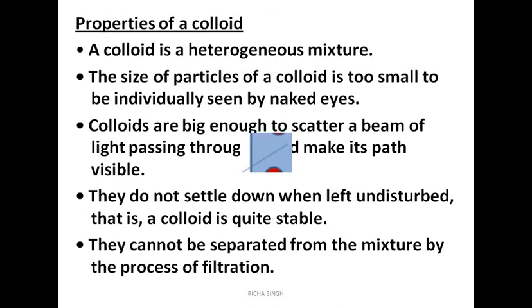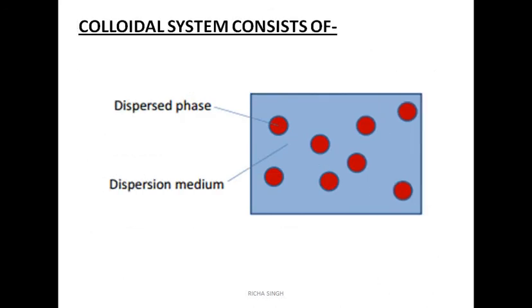Now, next thing what we will study is that colloidal system consists of two things: dispersed phase and dispersed medium. So, dispersed phase is the colloidal particle, the particles which are there in the medium. Those particles are known as dispersed phase, and dispersed medium is the medium in which these colloidal particles are suspended. Dispersed medium is the whole thing. You can say that this is the solvent kind of a thing, and dispersed phase is the particles which remain suspended in the dispersed medium.